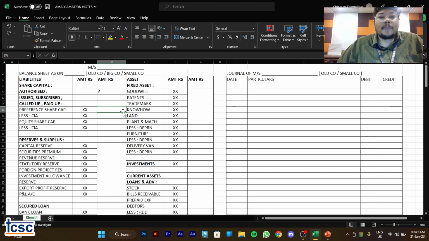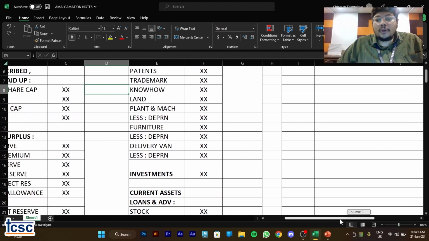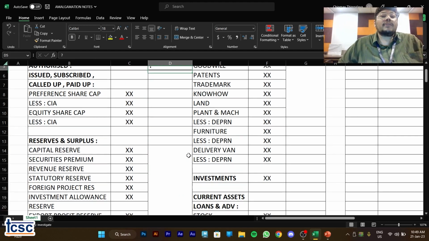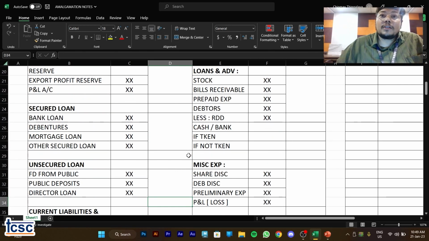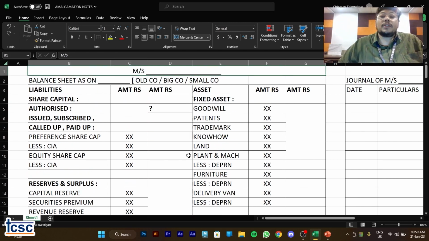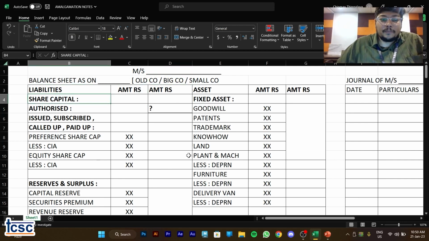Now let us see how this particular accounting procedure has to be followed. So first, whenever you get a question paper, before starting the problem, we have to look towards the balance sheet which is given in the question. Now it starts with share capital. Under share capital, it is authorized, issued, subscribed, called up, and paid up.